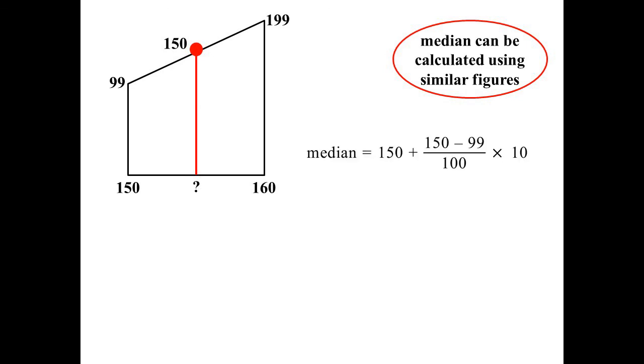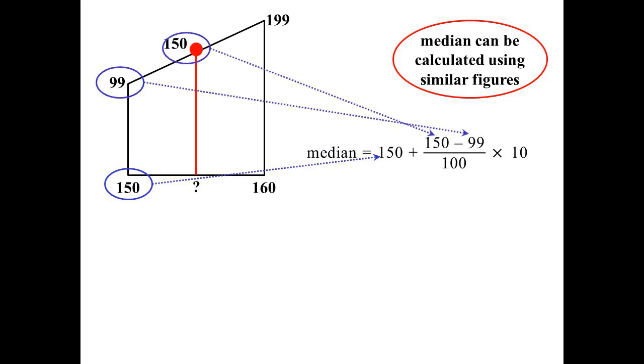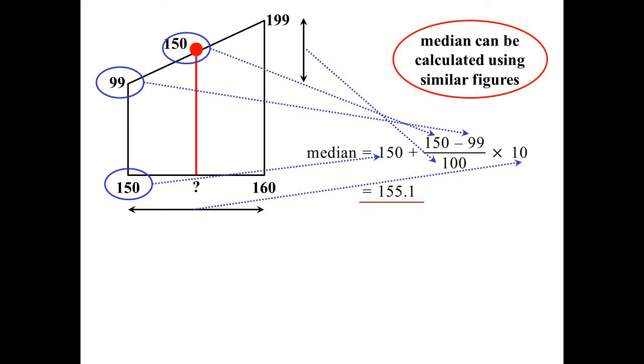Now, where did all these numbers come from? Okay, 150, there it is. So we start with 150. Oh, it's a shame. In hindsight, I should have picked a better example where it wasn't also 150. But anyway, we're saying horizontally the difference is going from 150 to 99. That's over 100. Basically coordinate geometry, rise over run. So I know the height changes by 100, but now I multiply it by 10 because that's the width of the class. And I'll end up with 155.1. So that's using similar figures.